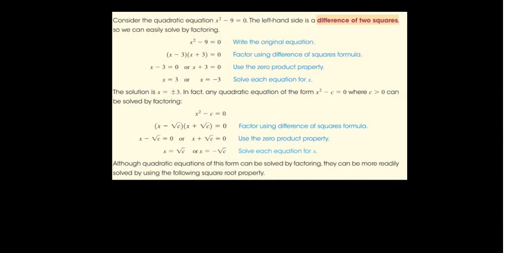Okay, so consider the quadratic equation x squared minus 9 is equal to 0. The left-hand side is a difference of two squares. All right, so a difference of two squares is easily factorable into x plus 3 and x minus 3. I set each one of those to 0. I get x minus 3 and x plus 3.